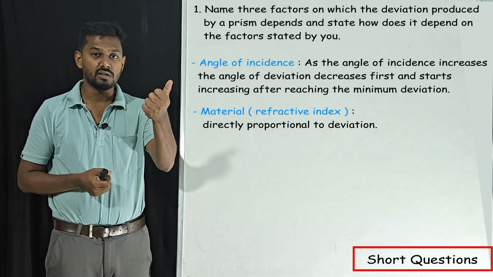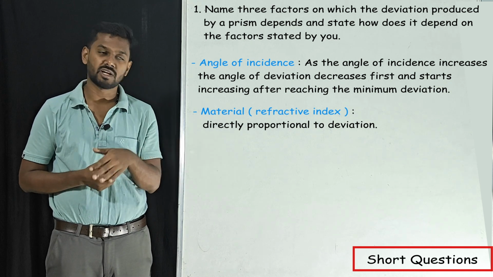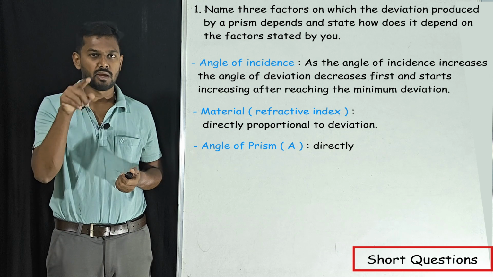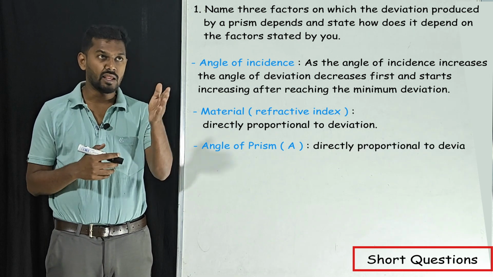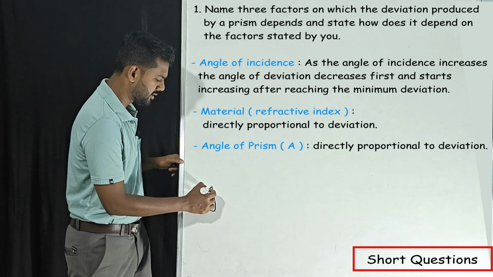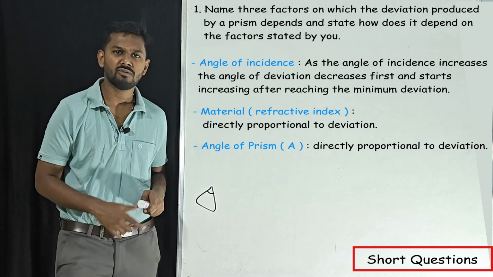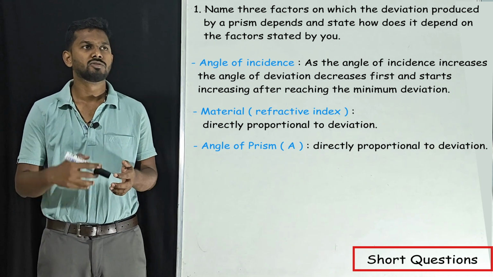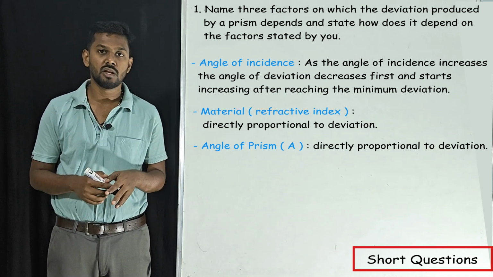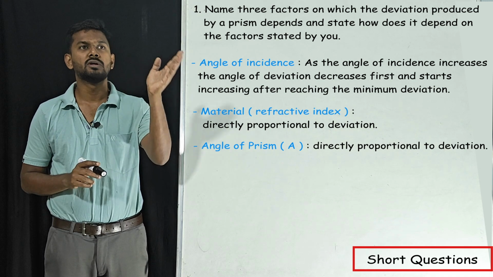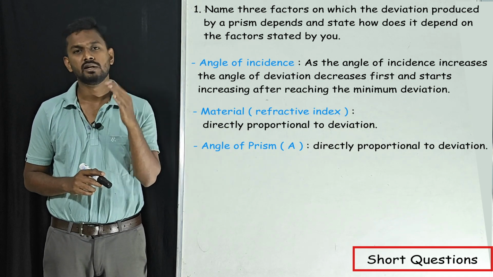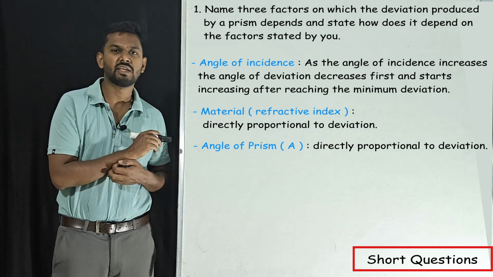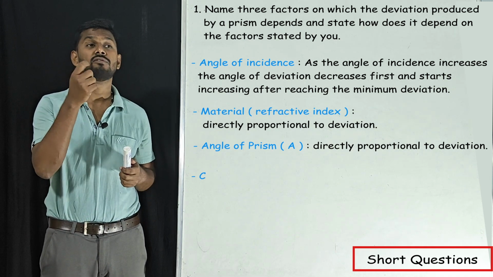Then the third one. We are not only stating it, we are stating how it is affecting also. Angle of prism. What is angle of prism? That is nothing but the value A, which we have learnt earlier, correct? See, this is the angle of prism. This angle is called angle of prism. So angle of prism is directly proportional to deviation. The more the angle of prism, the more the deviation. Next, the color or wavelength of light.